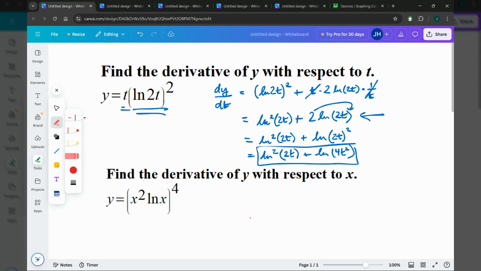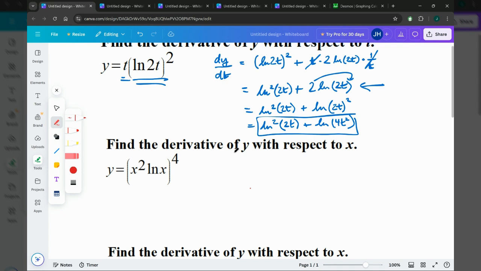This next problem also involves a product rule and a chain rule, but they're in a different order. If I take the derivative of y with respect to x, dy dx, I would have to bring that 4 out front. Now my x squared natural log of x would have to be raised to the third power. That's the power rule. But what's the derivative of the inside function? I'm going to have to do a product rule. The derivative of the first function right here would be 2x times the second function, the natural log of x. Product rule is plus. And then it would be x squared times the derivative of the natural log, which would be 1 over x.